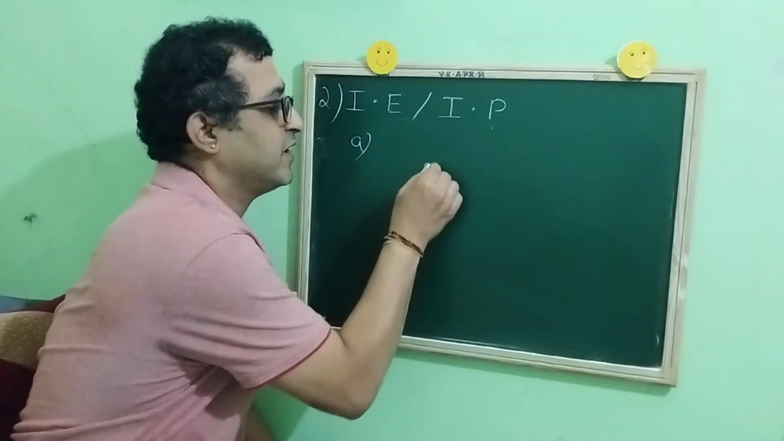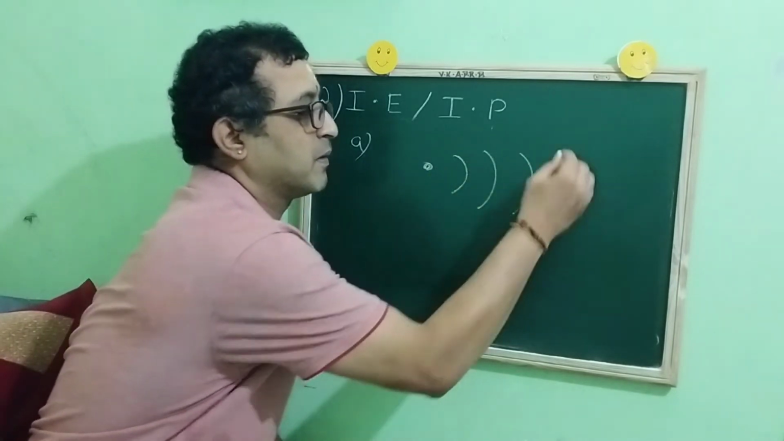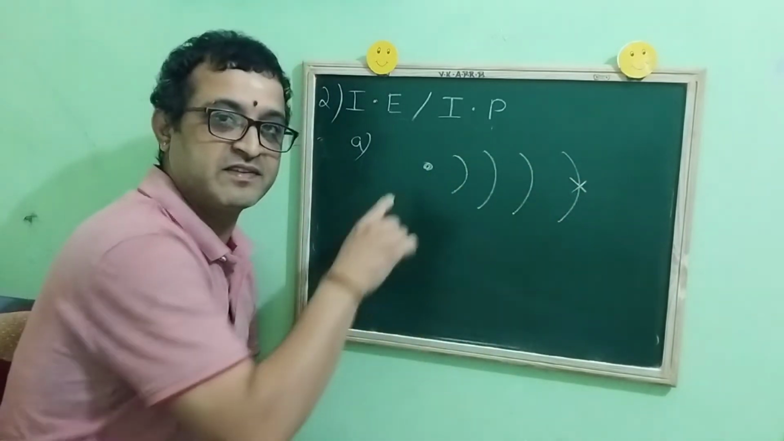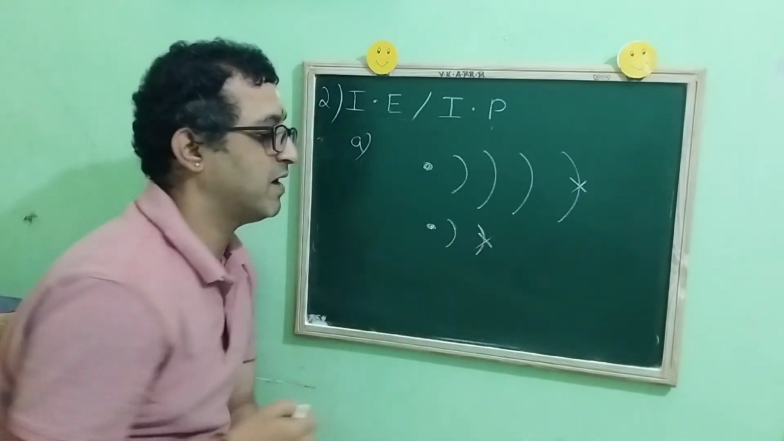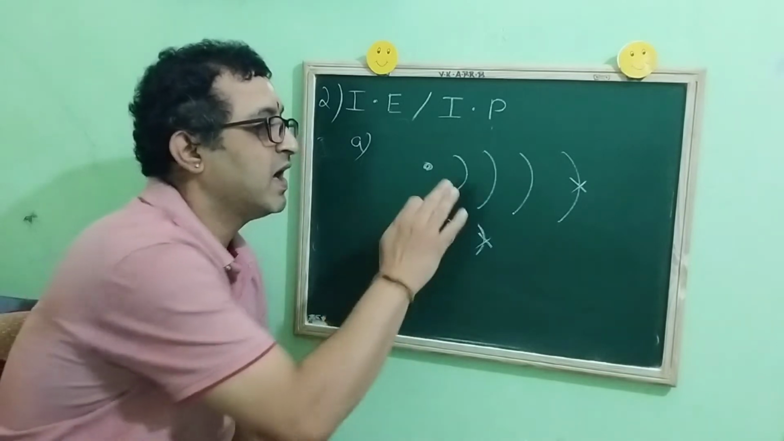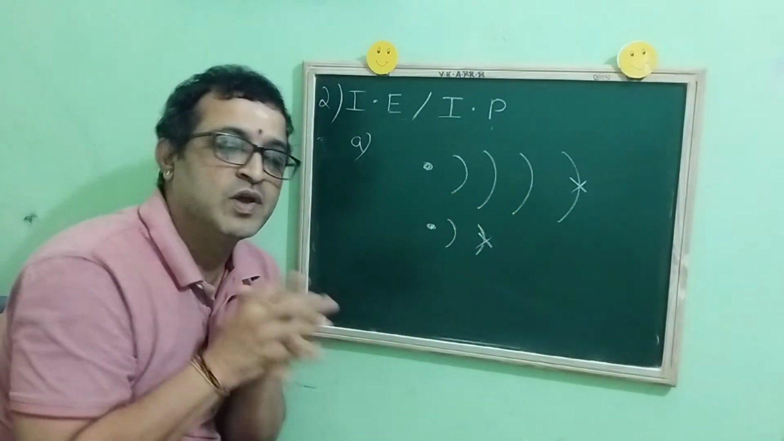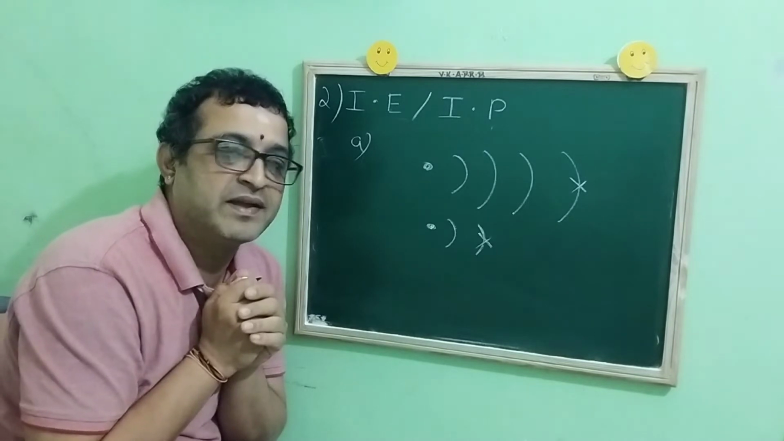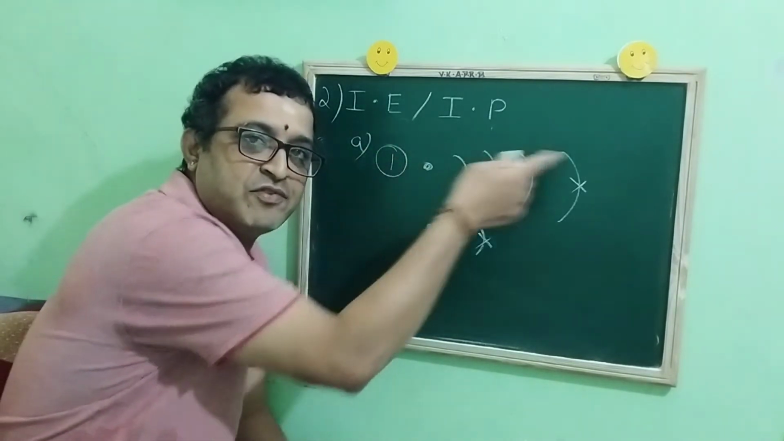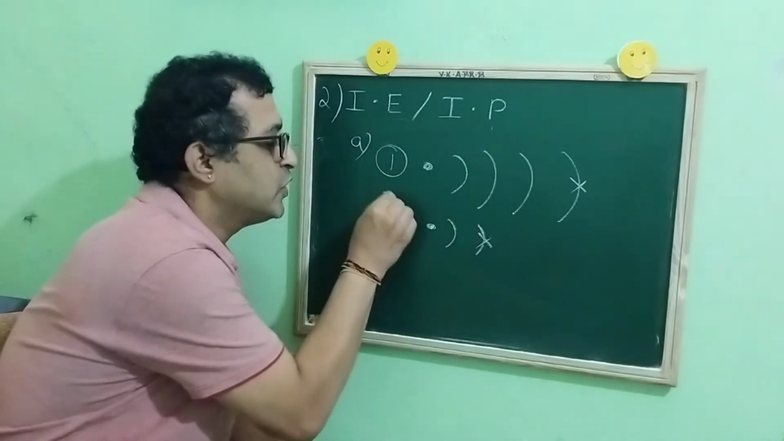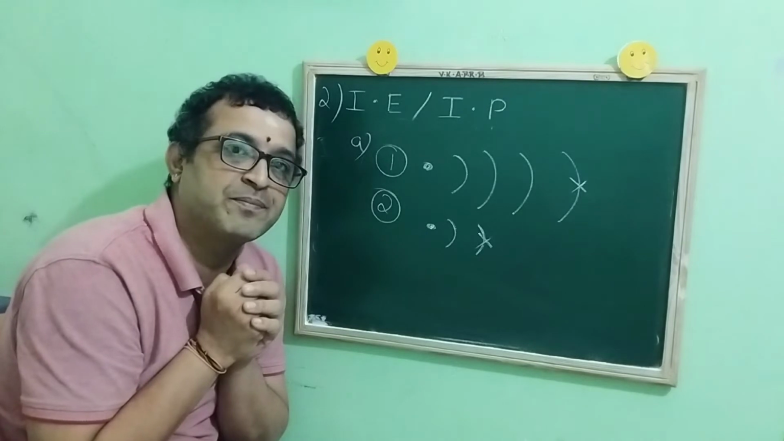Now children, the same atom 1, I will write it on the board. Right? This is atom 1. And the same atom 2 I have written here. Now children, I want to remove the electron from both the atoms. Use your brain and tell me, to remove the electron from atom 1 do I have to supply more energy, or to remove the electron from atom 2 do I have to supply more energy?